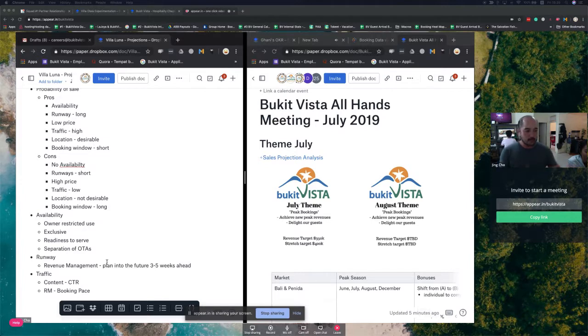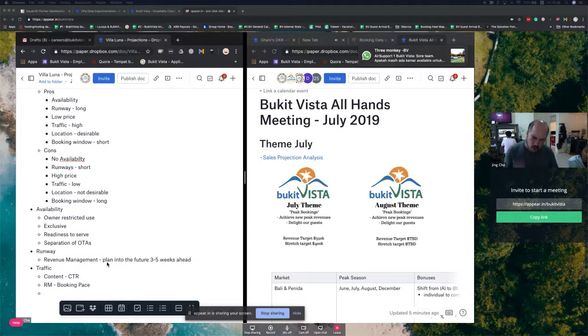So content is assisting market building by getting a high CTR. Revenue management is assisting by looking at the booking pace as one of our primary metrics. In terms of what a market builder can do to get us traffic, I guess this is where the third thing comes in, location.